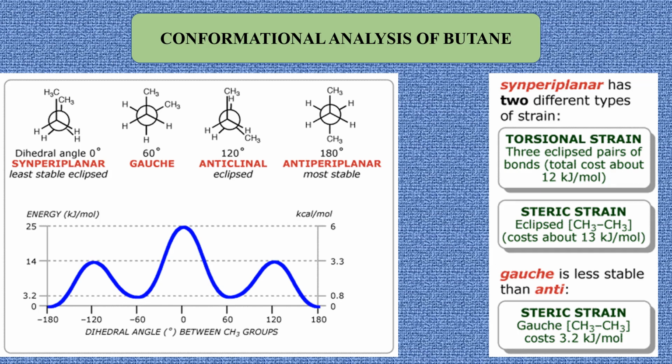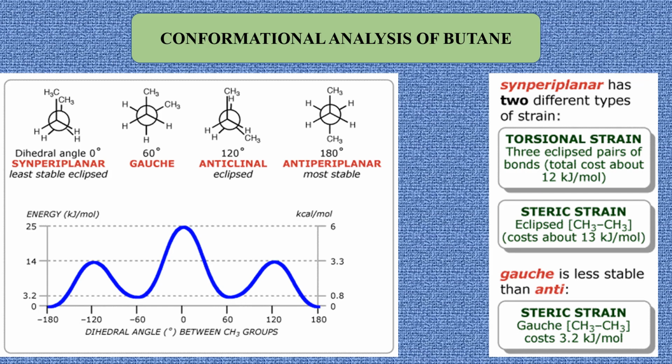So this eclipsing repulsive interaction increases the energy of the molecule by 17 kilojoules per mole. That is why 4 due to this and 4 due to this repulsive interaction and 17 due to this repulsion. So altogether 25 kilojoules of energy is possessed by this molecule more than the anti-periplanar conformation.